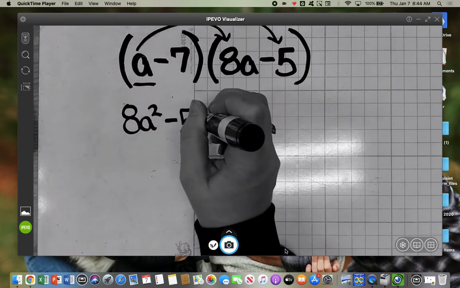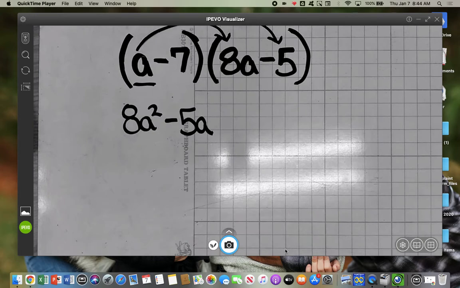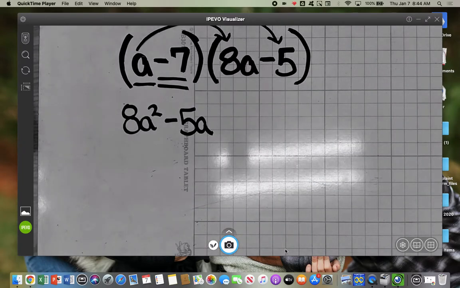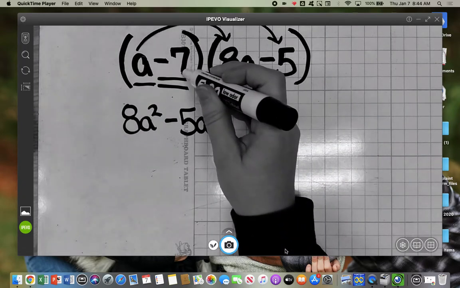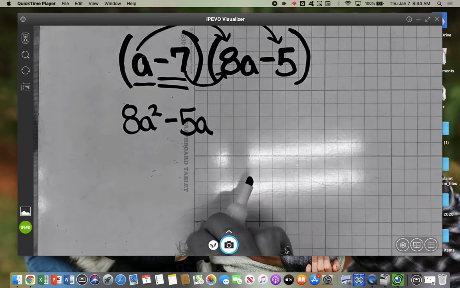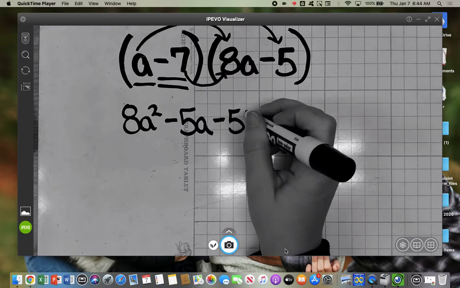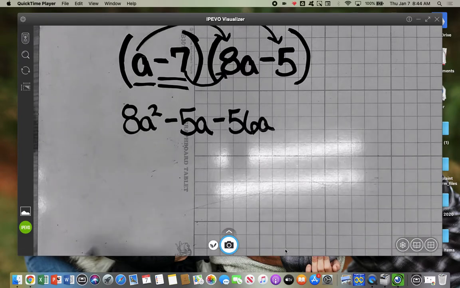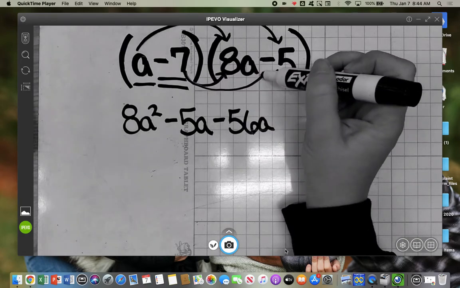Negative 5a. All right, now for the second part, am I going to distribute 7 or negative 7? Yep, you got to keep that sign, so we're going to distribute that negative 7. So what's negative 7 times 8a? Negative 56. Just negative 56? Yeah, don't forget that. All right, and the last part, negative 7 times negative 5?